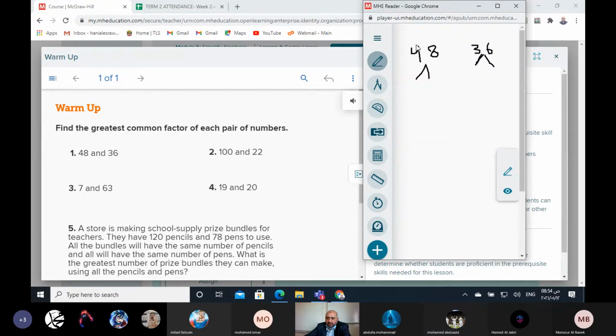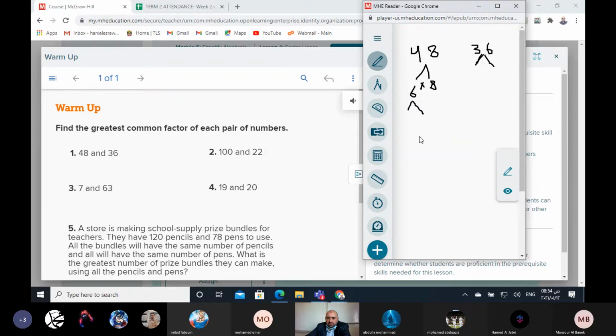Okay, listen to me, please. Here we have 48. What are the two numbers whose product will be 48? I can write 6 times 8. Mr., the greatest common factor is 3 and the answer is 15. Okay, thank you, Abdullah.